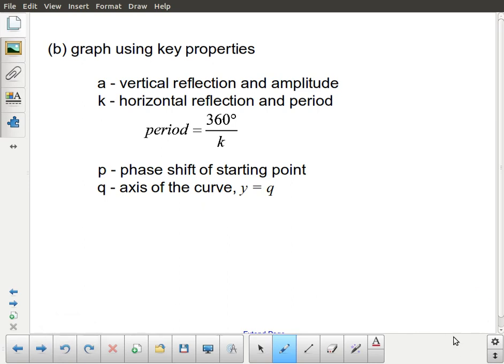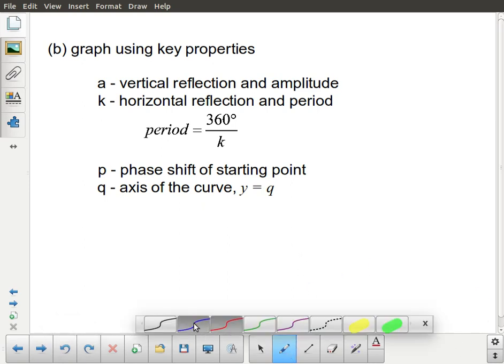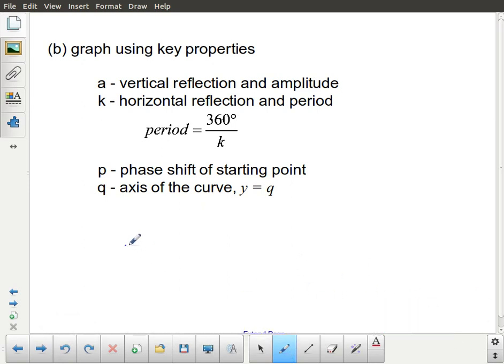Okay, so how do we graph these things? First of all, we can graph these using this property. This is the summary with all of the transformations in place: the x-coordinate turns into x over k plus p, and the y-coordinate turns into ay plus q. That's one way we could do it.